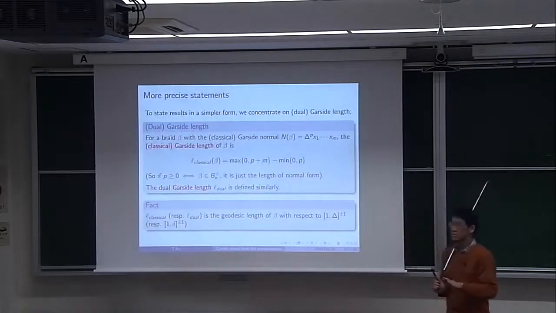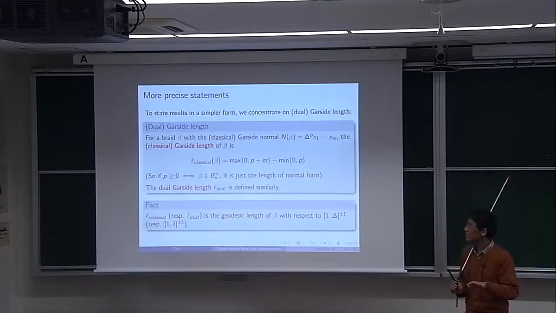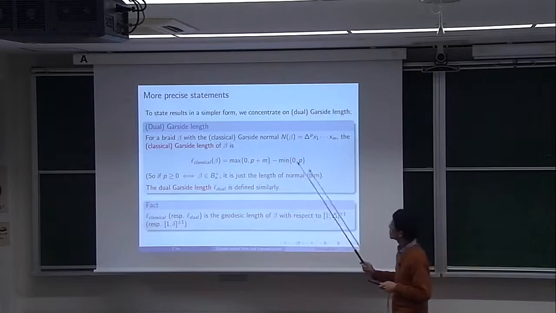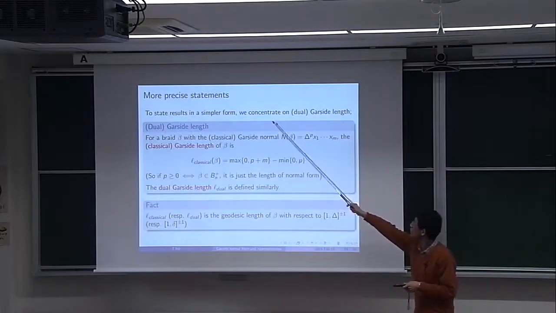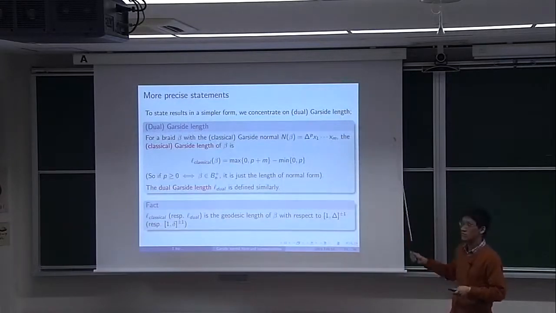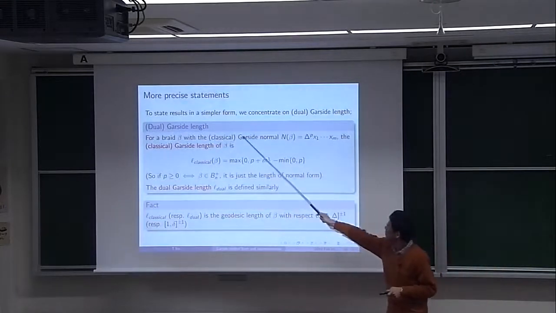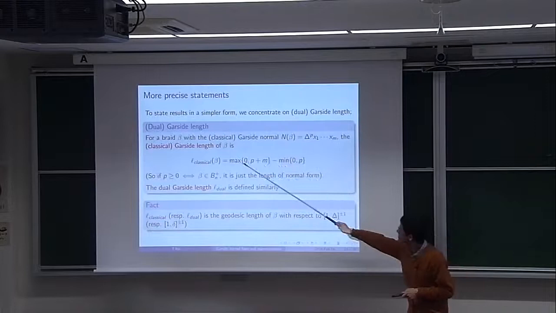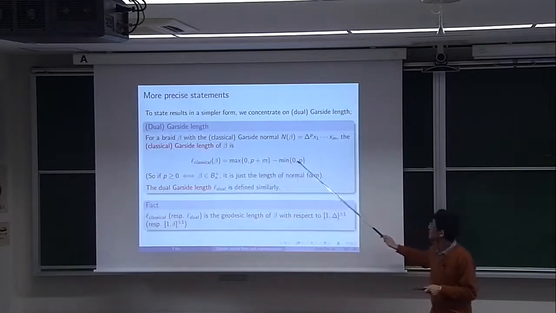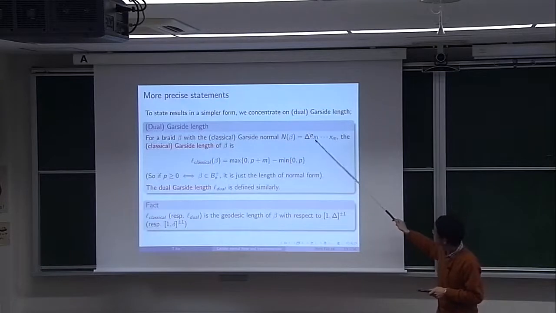Now let us describe a more precise statement, to convince you that braid group representations are naturally and directly related to the Garside structure. To state the result in simple form, we just concentrate our attention in this talk on the Garside length, not the normal form itself, but the length of the normal form. For the normal form, we define the Garside length by this formula. This slightly confusing maximum and minimum reflects the property that P might be positive or negative.